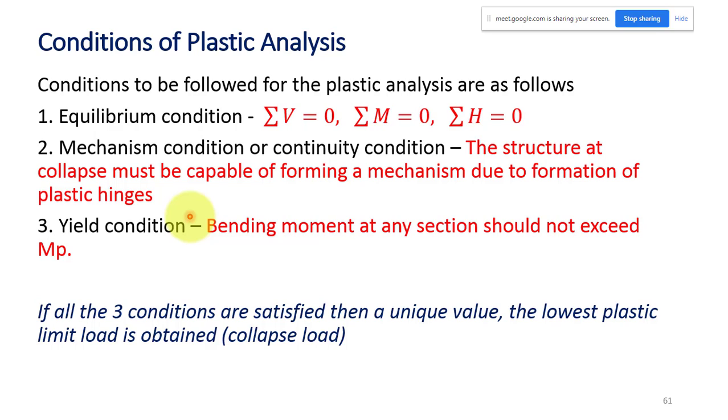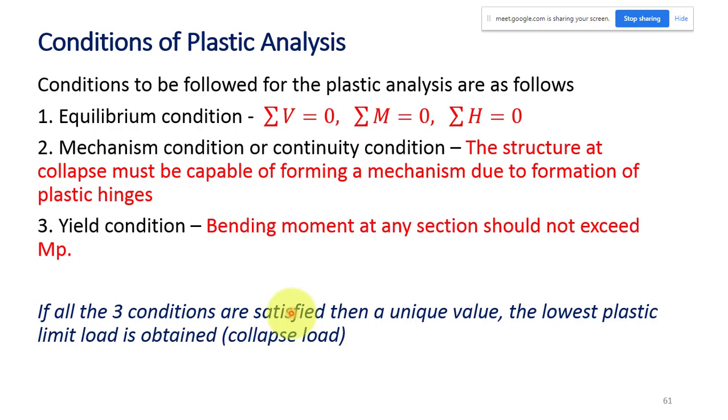That is possible when you have a highly indeterminate structure. We have already provided a lot of extra members, so that even if some members fail, it will be able to distribute the load to other locations. That is what the mechanism condition is saying. The structure must be capable of forming a mechanism before failure. And the third one is the yield condition. If all three conditions are satisfied, then you will get a unique solution, a single value for the collapse load.